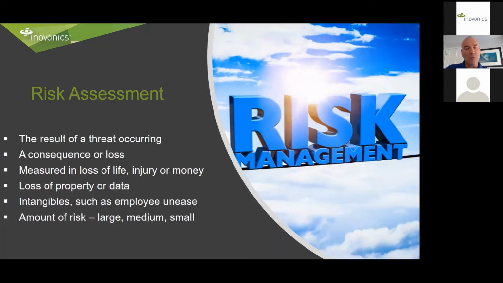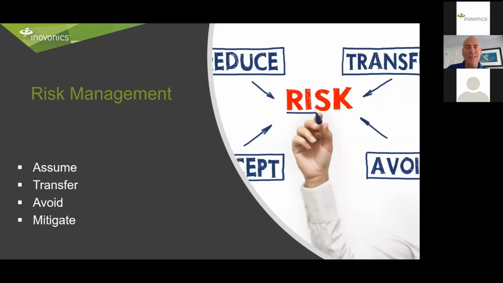And so risk can also be quantitatively or qualitatively measured, but there can be intangibles. So if there's workplace violence, one result could be the unease of other employees. And if an employee quits, then there's a dollar amount that it would take to hire and retrain a replacement. So that's risk assessment. And then risk management.